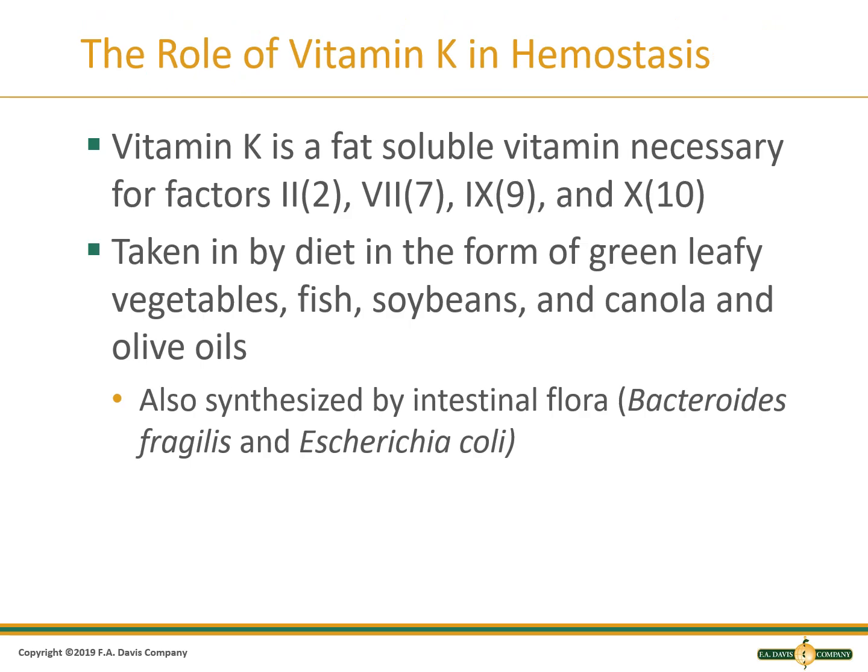Vitamin K plays a role in hemostasis. Vitamin K is a fat-soluble vitamin that's necessary for factor 2, factor 7, factor 9, and factor 10. We take in vitamin K by our diet in the form of green leafy vegetables, fish, soybeans, canola, and olive oils. Vitamin K is also synthesized by our intestinal flora. Specifically, it can be tied to Bacteroides fragilis and E. coli. You might be familiar with both of those, or at least the E. coli that you'll learn about in micro.